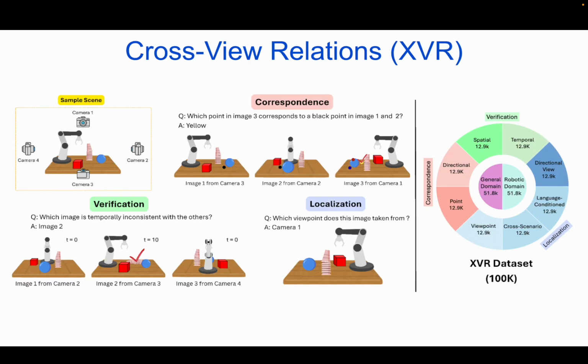To address this limitation, we introduce cross-view relations, or CVPR. Consider this sample scene with 4 cameras. We design 3 categories. Correspondence identifies matching elements, verification validates consistency, and localization reasons about camera relationships. These categories expand into 8 specific tasks across 100,000 samples.